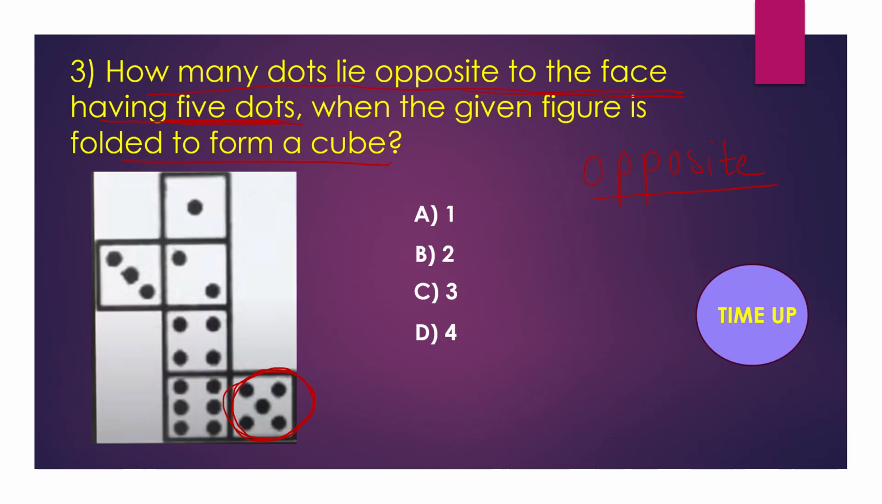So if they ask opposite of 1, suppose, then you need to just jump. So opposite of 1 will be 4. Opposite of 2 will be what? 6. Correct? So what is left? Opposite of 5 will be what? 3. Correct? So correct answer is 3.